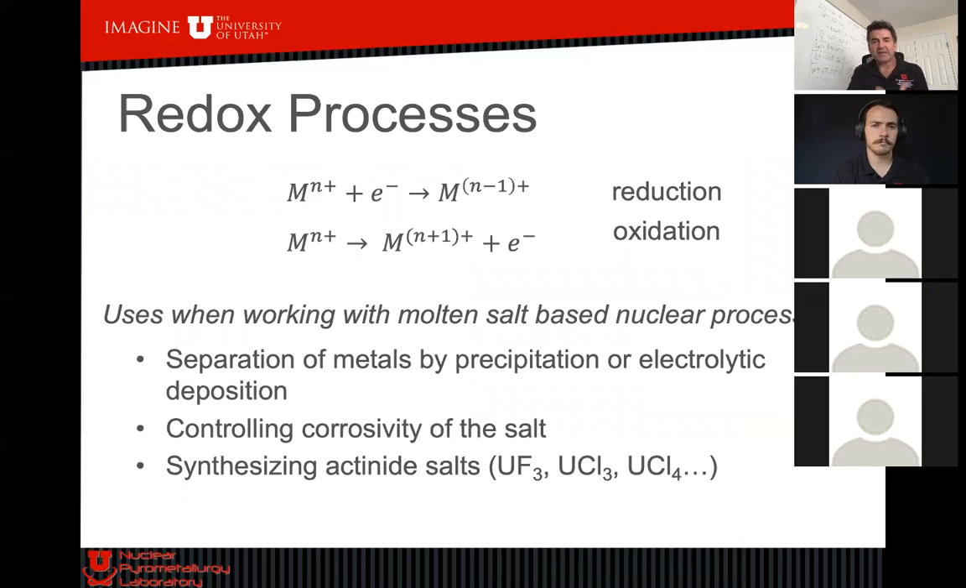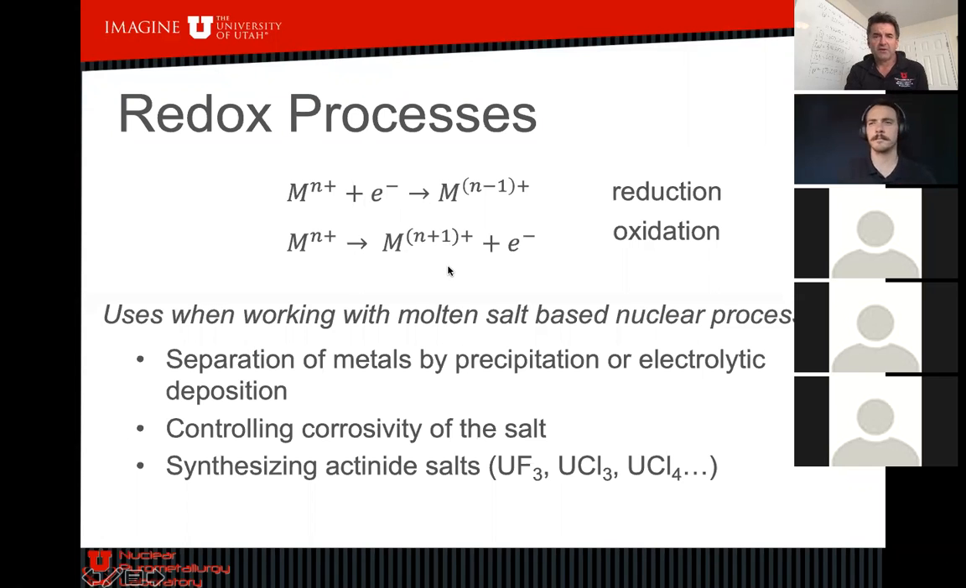Now let's talk about oxidation reduction. You're probably pretty familiar with redox chemistry from one of your first year general chemistry classes. The top equations here just show these very generic reactions. Gaining an electron is a reduction reaction, losing electrons is an oxidation reaction.